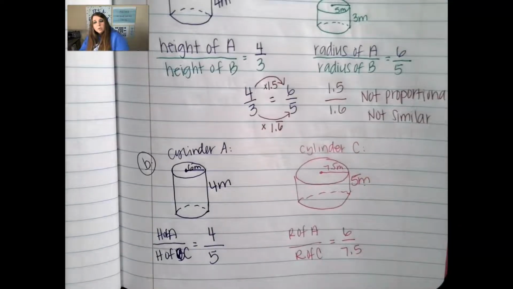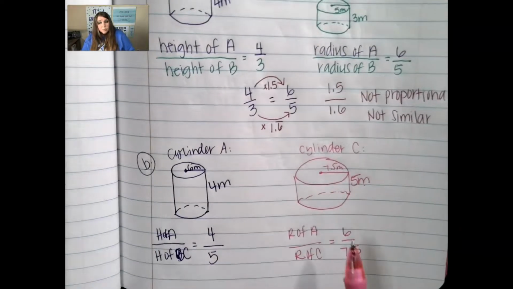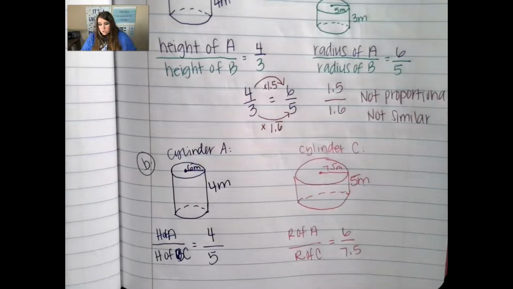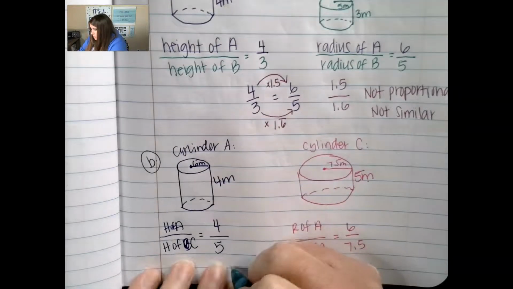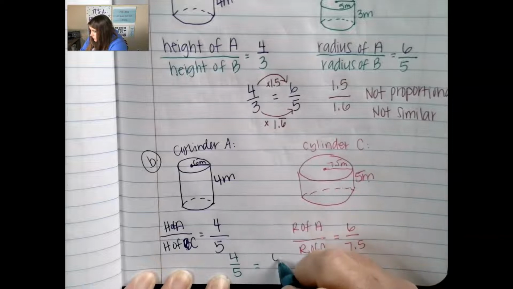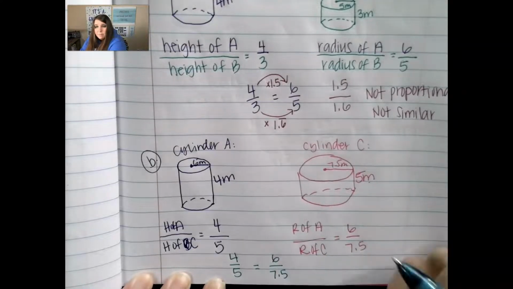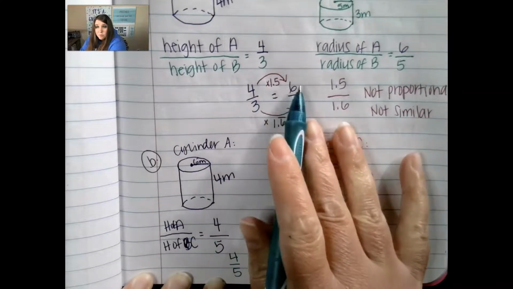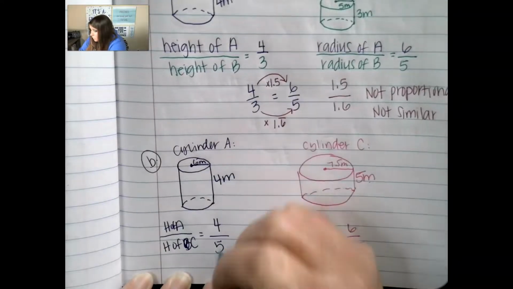So now what we're going to do is compare, is this fraction proportionate to this one? Do they have the same change? So let's check this out. I'm comparing 4 over 5 to 6 over 7.5. Okay, up above, I know that I went from 4 to 6. It was times 1.5.